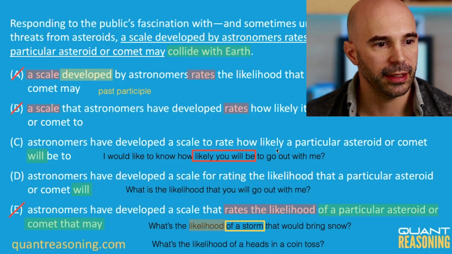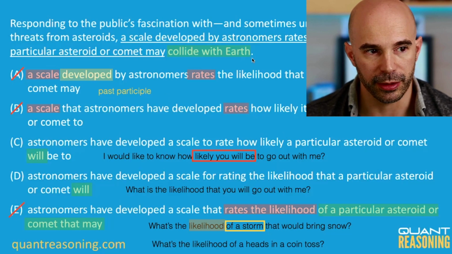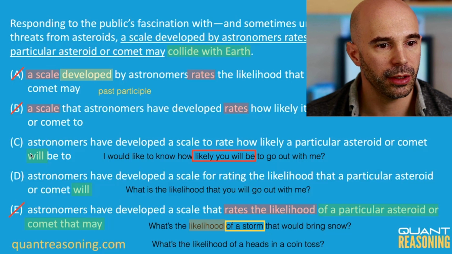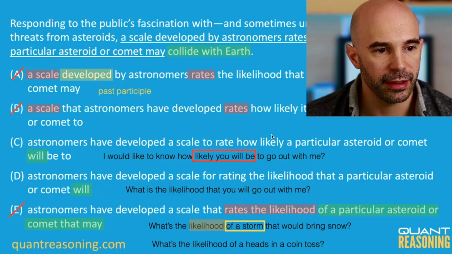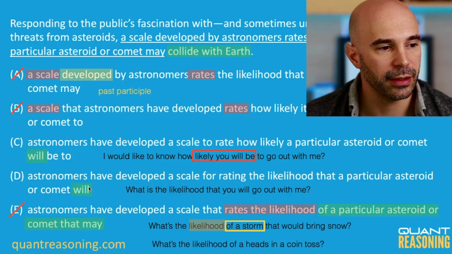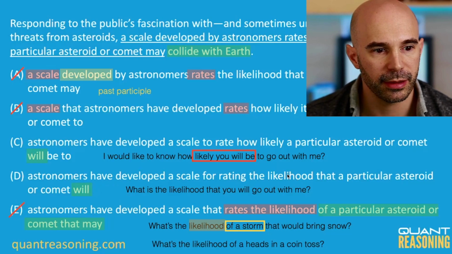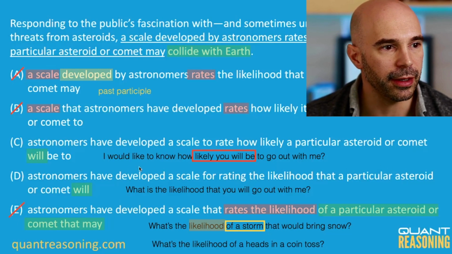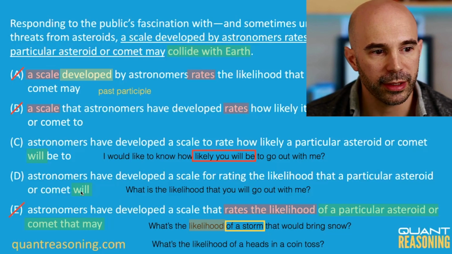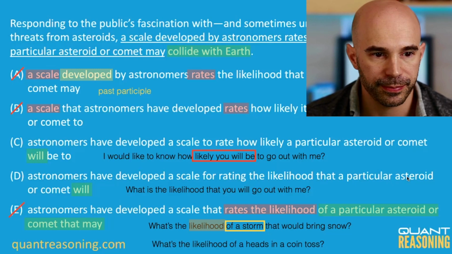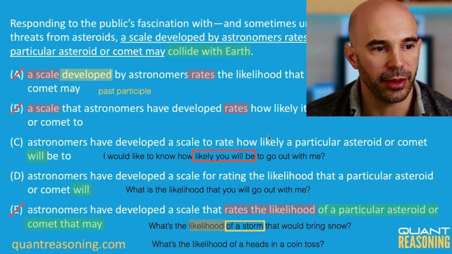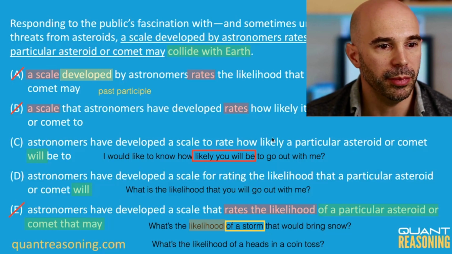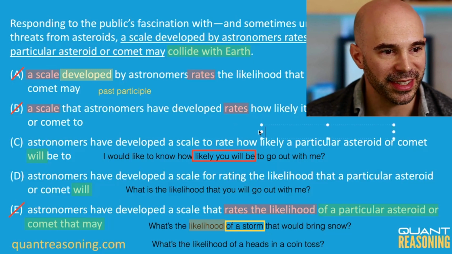Well, in C, it's saying how likely something will be to collide with Earth. So the will is referring to likely. In D, the will is not referring to likelihood. We're saying we're rating the likelihood that a particular thing will collide with Earth. So the will is not referring to likelihood, the will is referring to that particular asteroid or comet. Whereas in C, the will is talking about the likely. How likely will something be? How likely will something be to happen? That's what C is saying.